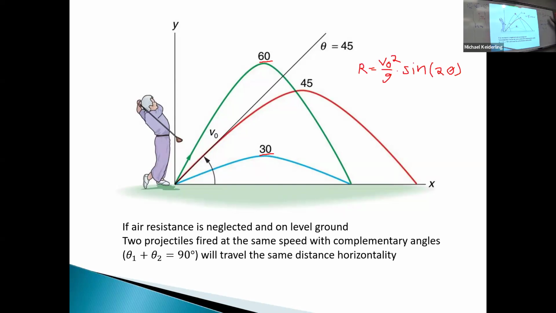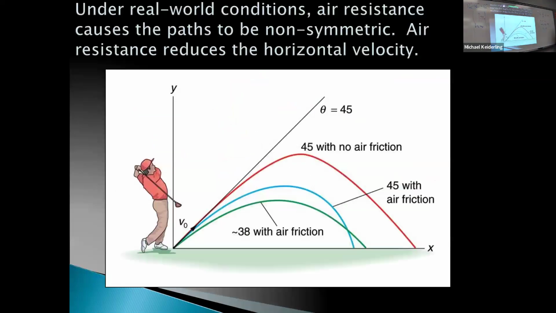And this is actually a fallout of this formula. It turns out if you take two angles that add up to 90 degrees, sine 2 theta will be the same for both. Now, under real world conditions, air resistance messes with this, and your paths are not symmetric. And so the optimal path is at a little bit lower angle.